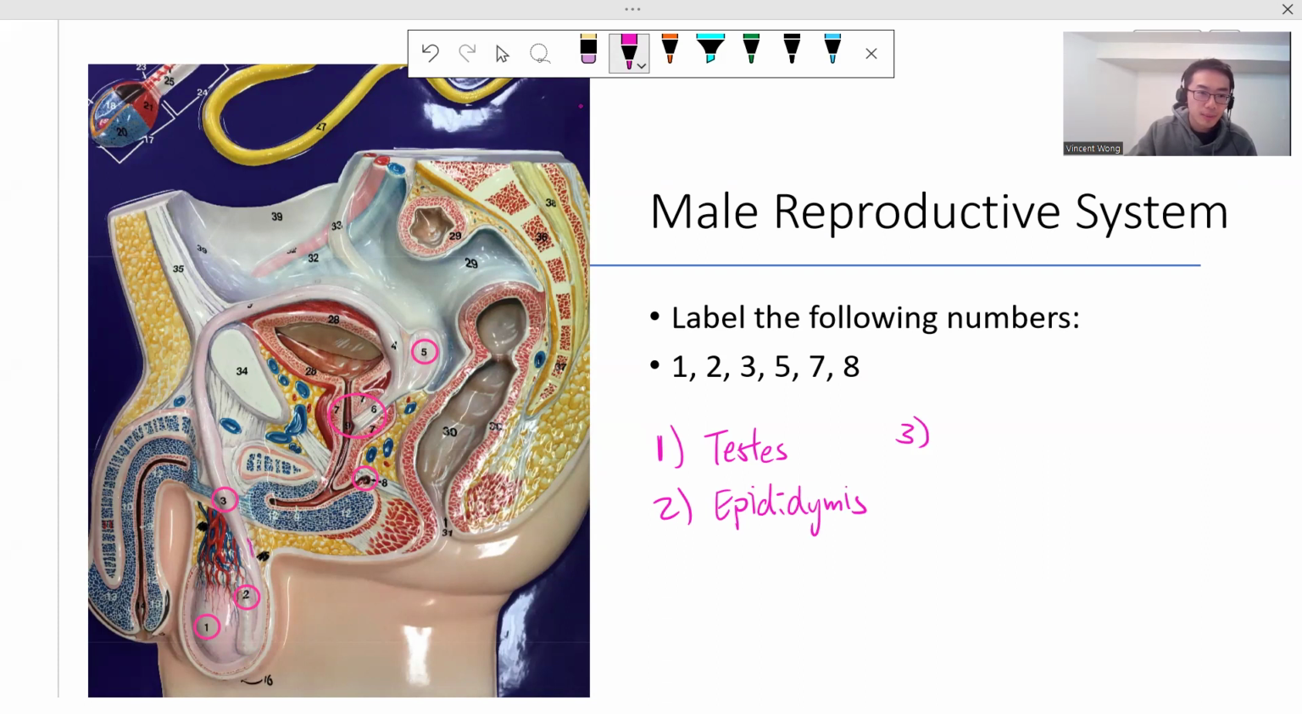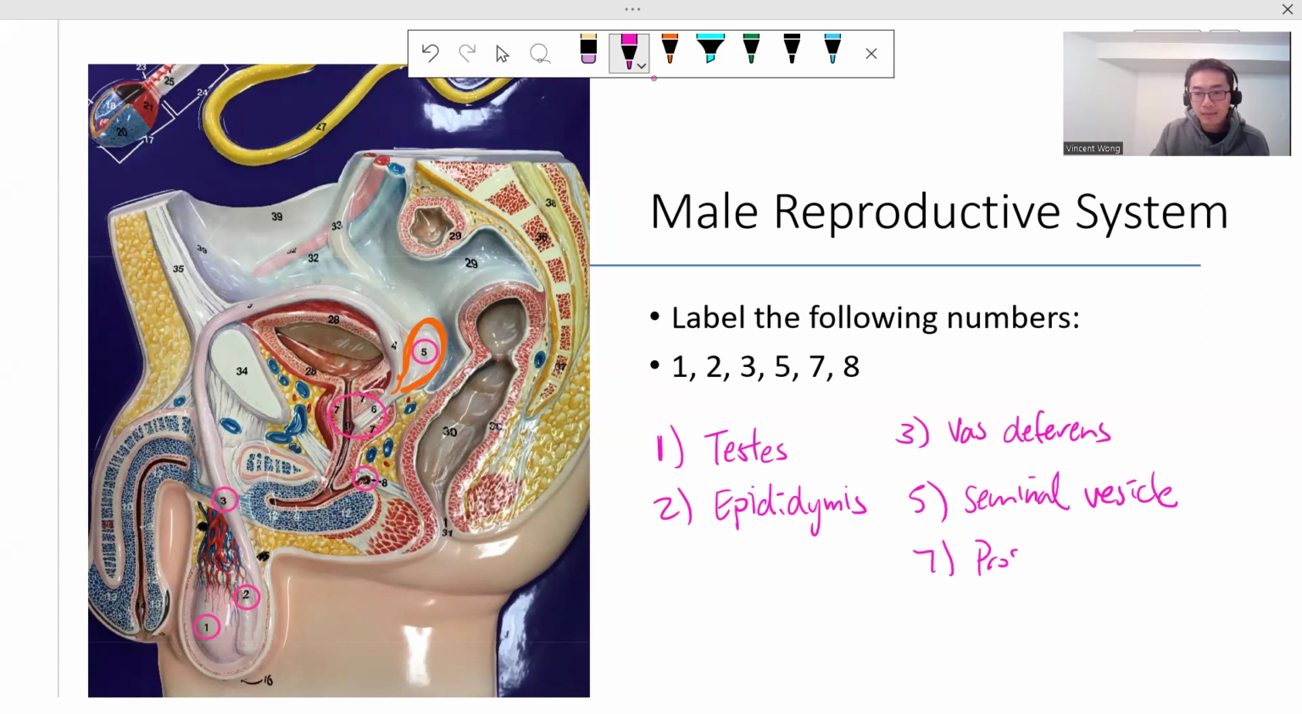Number three is talking about this whole tube. That is the vas deferens. There are two of them. Number five is right here. That's the seminal vesicle, which is part of the glands that produce the semen.